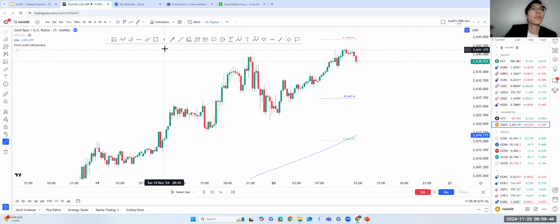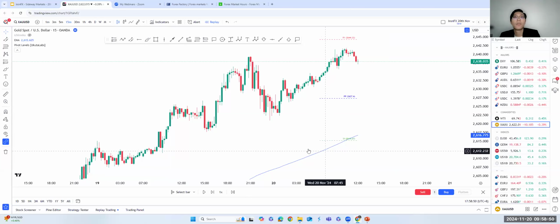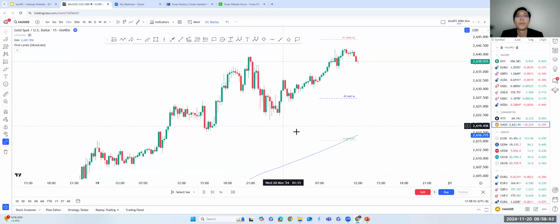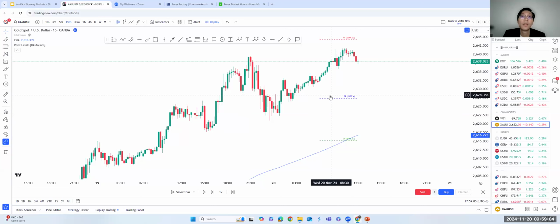I wanted to share with you guys this indicator, right? Firstly, EMA 200 moving average. We are above the moving average. So in simple terms, if we are above the moving average, then we are only looking for buys, right? That is the technical part of it.